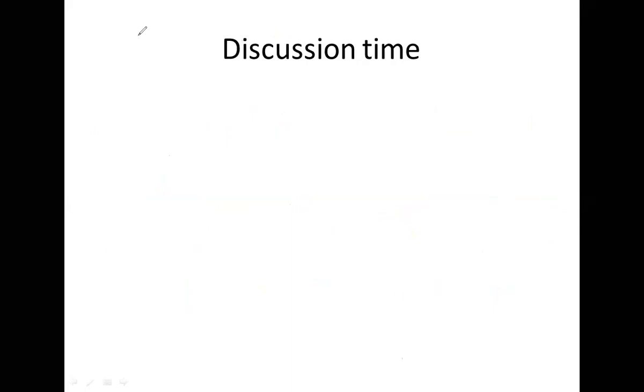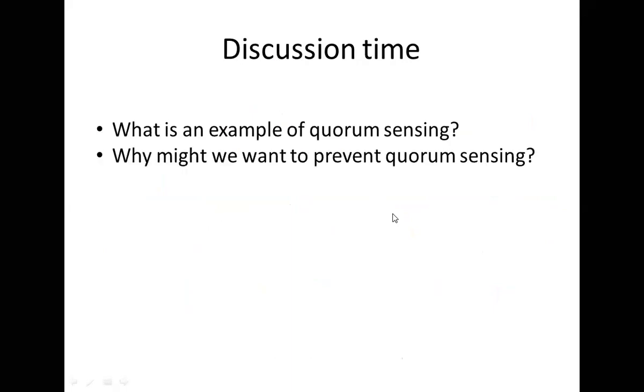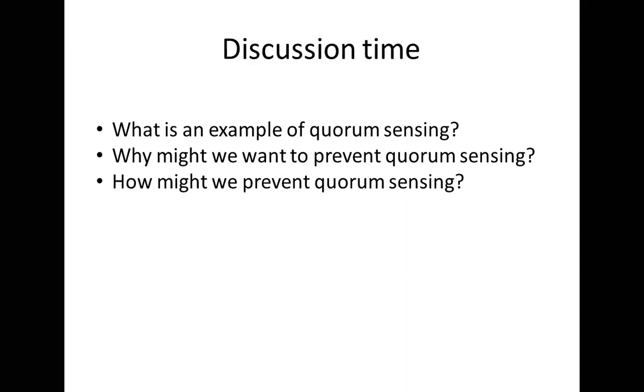So just a few discussion questions that I'd like people to think about. First, what's an example of quorum sensing? Why we might want to prevent quorum sensing. In other words, what sort of actions might we be able to take to prevent quorum sensing, and why might that be a good idea? How might we be able to prevent these quorum sensing responses? And just in general, why biofilms are a problem.